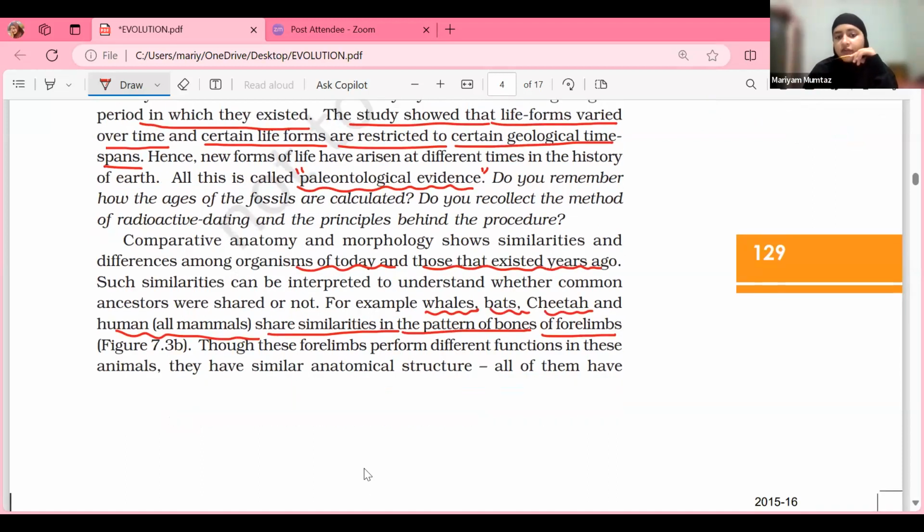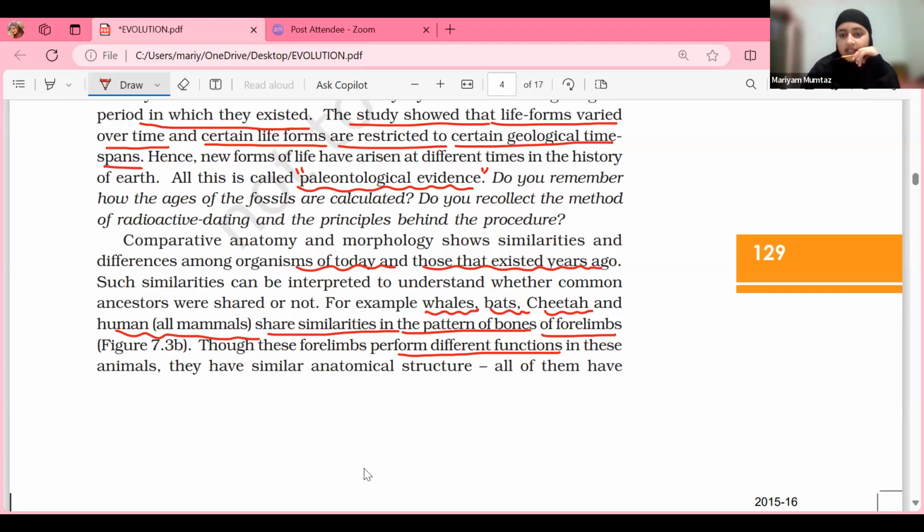Though these forelimbs perform different functions, in whales they help them to swim, in bats to fly, in cheetah to run so fast, and in humans to do whatever I'm doing, writing and everything. So in all these organisms the function of the forelimb is different, but the bone structure of the forelimb is the same, isn't it? Isn't that denoting towards one common ancestry? Since all of us have the same pattern of bones, maybe we are all connected some way possible.